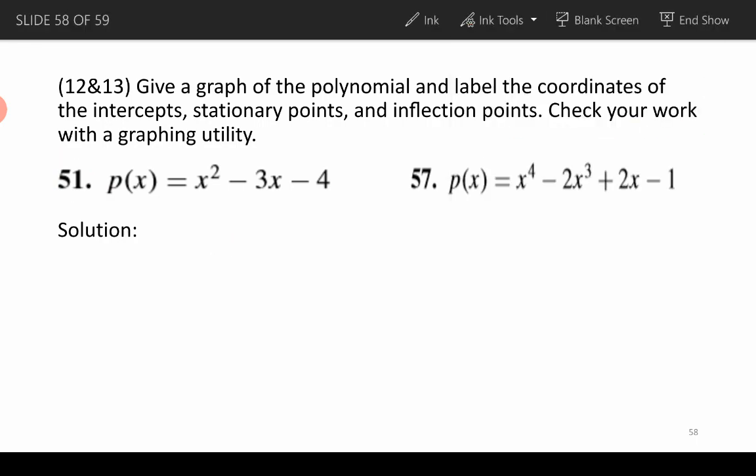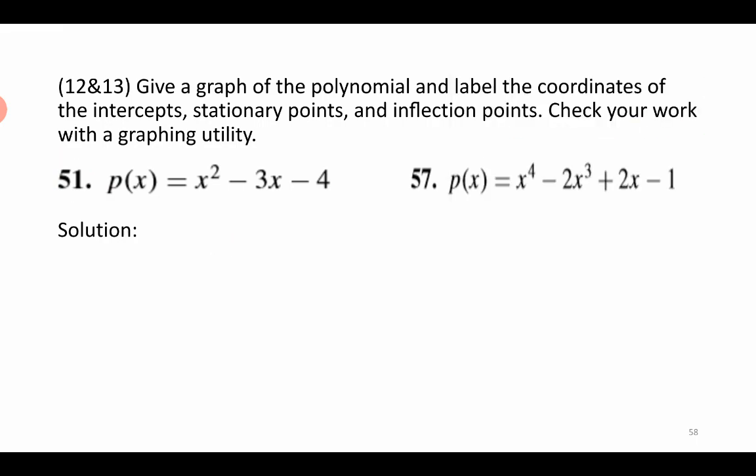Let's read the question. Give the graph of the polynomial and label the coordinates. See, intercepts, x-intercept, y-intercept, stationary points, critical points, inflection points. We need to find them and then try to draw a rough graph about this one, isn't it? That's what we got to do for the problems.